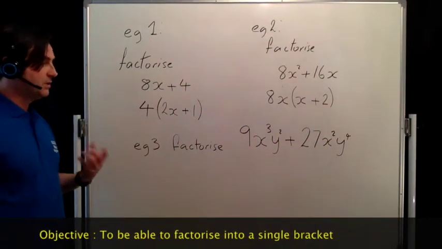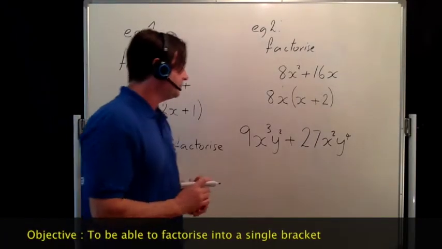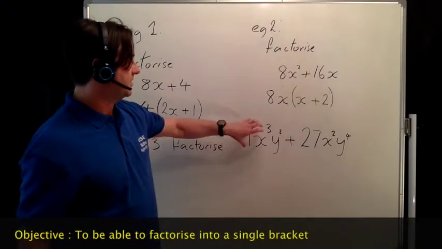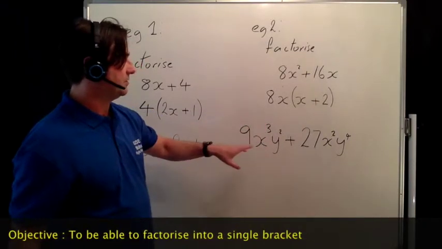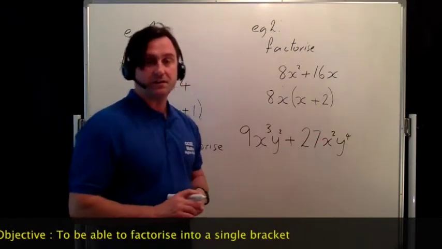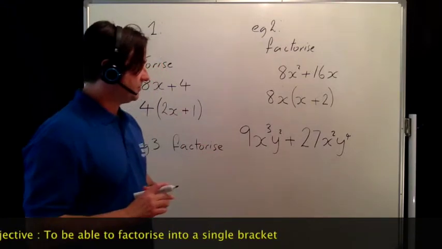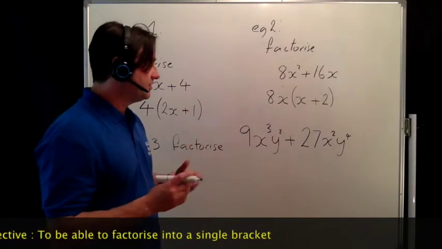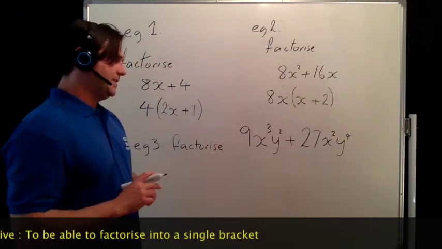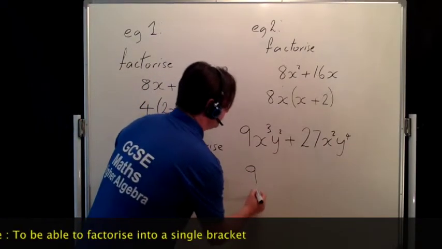The third one, this one's quite a lot more complicated. Here, we've still got two terms. We've got 9x cubed y squared in the first term and 27x squared y to the power of 4 in the second term. Now this would only come on the higher paper, not on the foundation paper. But the process is the same. We need to look for a factor of both. 9 is a factor of both terms, so we can certainly write 9 outside our brackets.